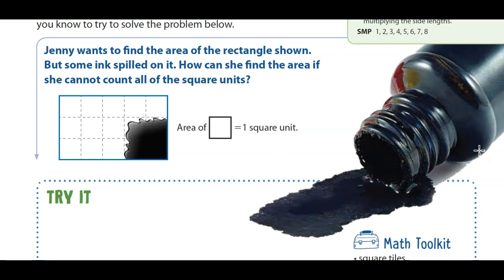We're going to do a routine. We're going to try it, discuss it, and connect it. All right. Let's read the problem together. Ready? Follow along. Janie wants to find the area of the rectangle shown, but some ink spilled on it. How can she find the area if she cannot count all the square units? And each square is how many square units? 1.